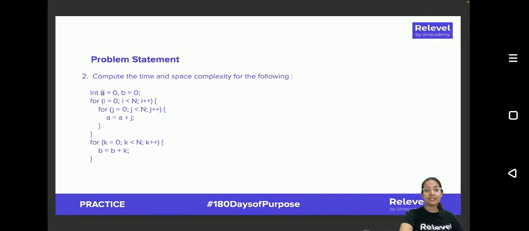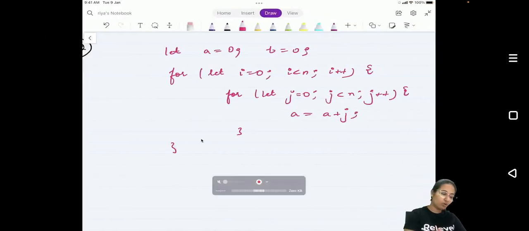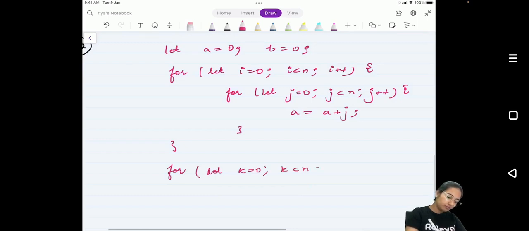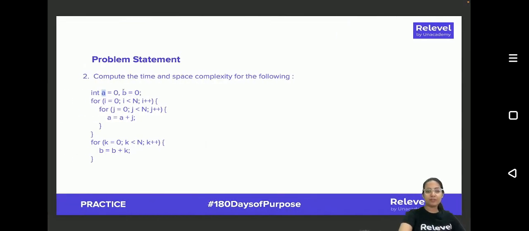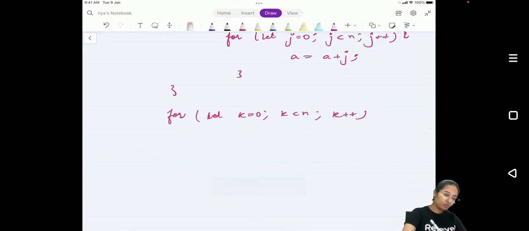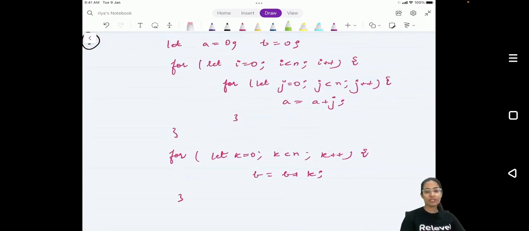Then there is another parallel loop with the i loop, which is the outside loop, right? It is again going through the value till n. Now it is making use of the second variable b and basically adding the value of k to it. So it is basically doing b is equal to b plus k, right? And now for this code you have to compute its time complexity.